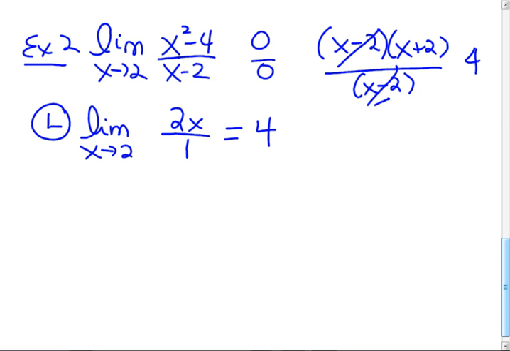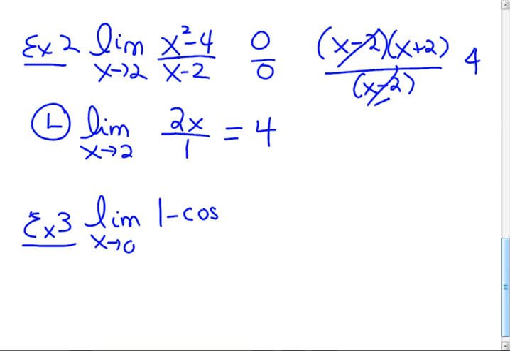Pardon? Because that's, you take the derivative of the numerator and the derivative of the denominator. Let's do this one. Let's try another one. I don't know if you remember this one. Does anybody remember this one?